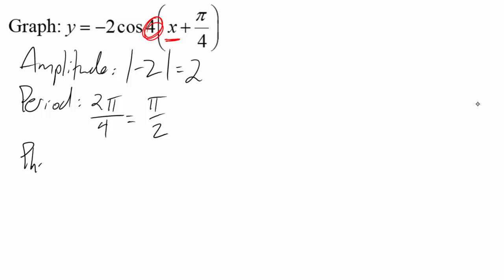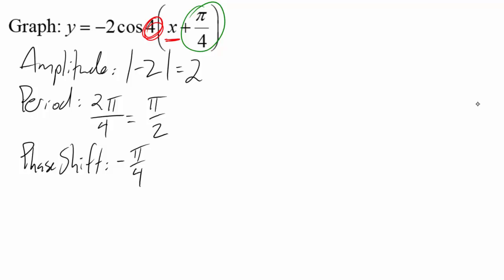Next, we're going to look for our phase shift. Now, as it happens, the 4 being factored out made the period slightly more irritating to discover, but actually it helps us out when it comes to the phase shift. The phase shift is just that number, pi over 4, but because it's a positive pi over 4, we know this is actually a phase shift of negative pi over 4 when it comes to the graph.